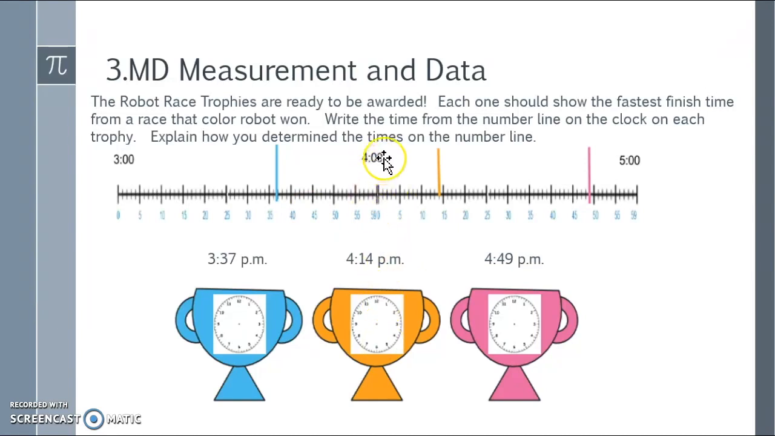For the gold one, I see 4:14 p.m. So I see the 4 o'clock benchmark. I can go the 5-minute, 10-minute benchmark and then 4 smaller spaces plus 4 more to get to 4:14. And finally, the pink one, I get 4:49. I'm still slightly past the 4 o'clock, but not quite to the 5 o'clock benchmark. I am past 4:45, but not quite to 4:50. So I count 1, 2, 3, 4 to get 4:49.